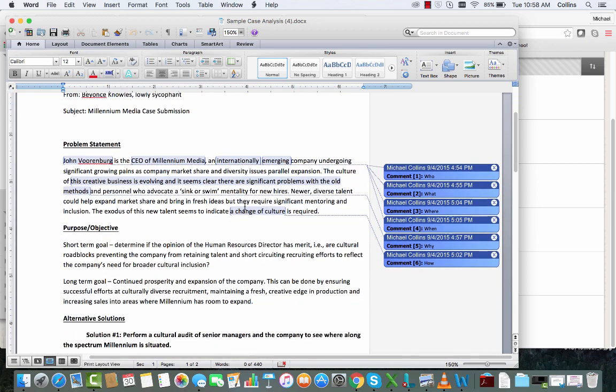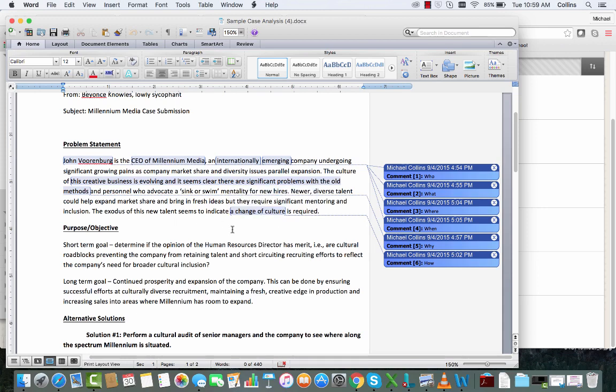Okay, so let's look at the problem statement. It has all the key essential information here. John Vernberg, who, CEO Millennium Media, what, internationally emerging company, where, and emerging is when, company undergoing significant growing pains, blah, blah, blah. The culture of this creative business is evolving, and it seems clear there are significant problems with the old methods. The exodus of new talent seems to indicate a change of culture is required.